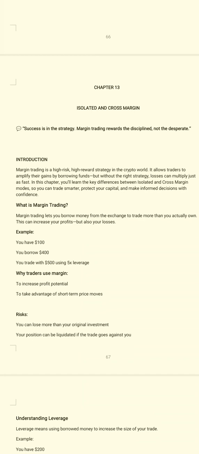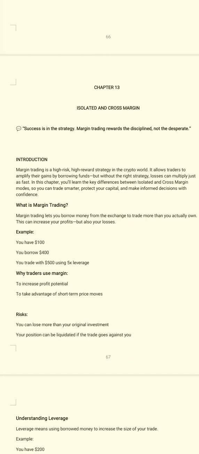So if your capital is just $100 and you apply leverage, there's what you call leverage, and you put 2x leverage or 4x leverage, then you are going to have $400 in your exchange, meaning the exchange is going to lend you money. So that is how margin trading works.